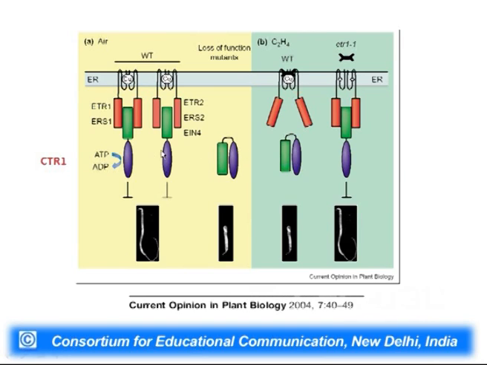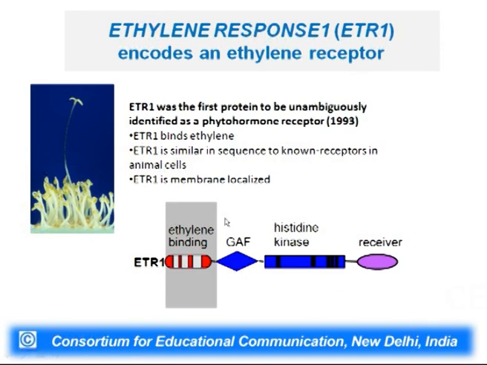Now, what happens if you have a mutation in CTR1 which cannot phosphorylate, then the ethylene signal is constitutive. That is why the name is constitutive triple response 1, because there is a mutation in this kinase which does not phosphorylate. So, there is a continuous activation of ethylene signaling. This is the structure of the ethylene receptor ETR1. It has the ethylene binding domain, this is a GAF domain which is conserved in evolution, and then a histidine kinase domain and a receiver domain.